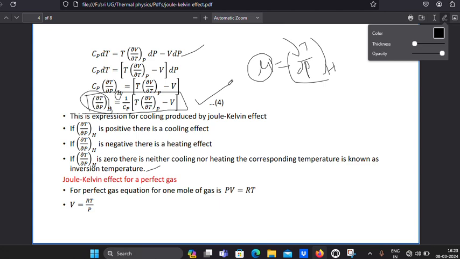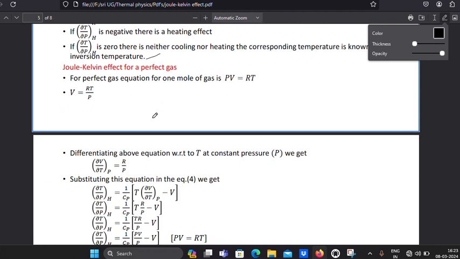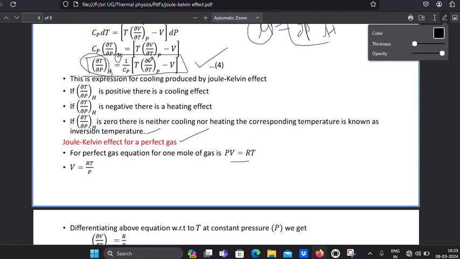Now let me apply this to the van der Waals equation and the ideal gas equation. If you apply it to the ideal gas and van der Waals equation, then that is over. First let me apply it to the ideal gas or perfect gas equation for 1 mole. For the perfect gas equation, for 1 mole of gas, PV is equal to RT. And see here what we have to do, ∂V/∂T at P. So we have to differentiate this equation with respect to T at constant P.